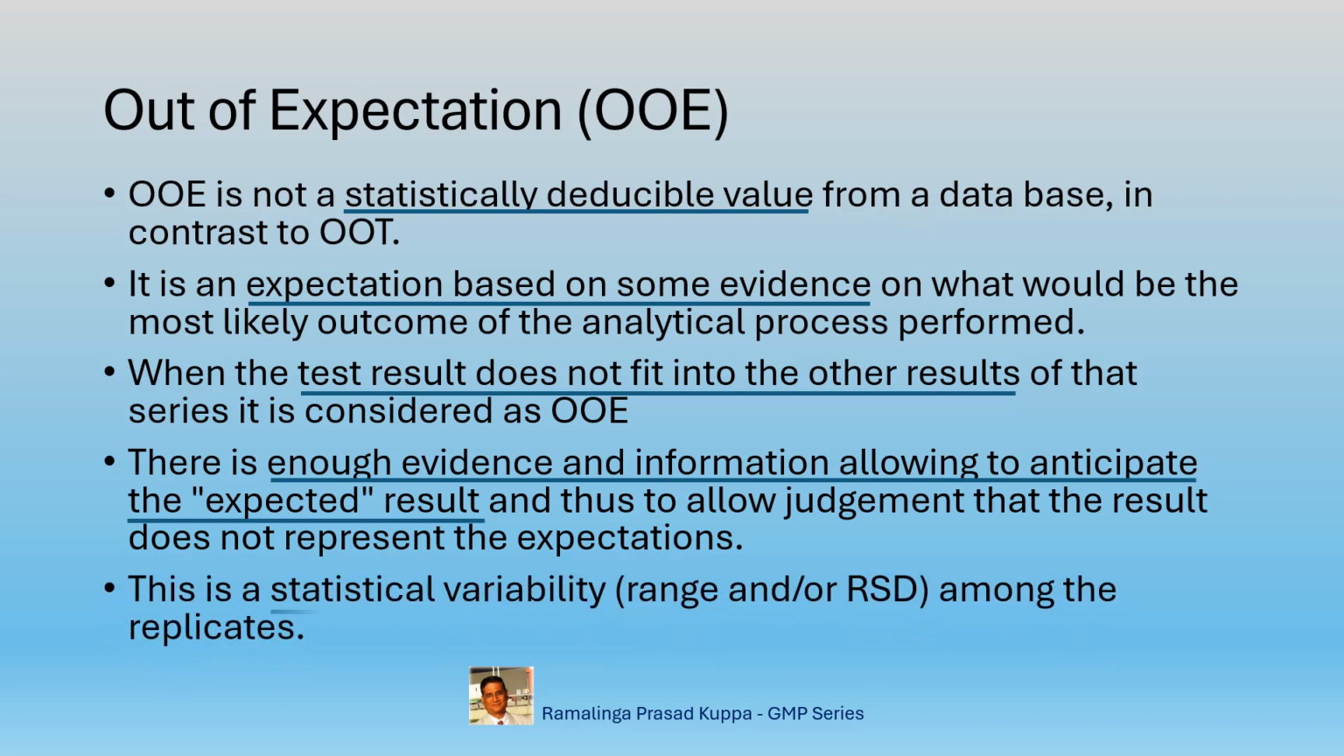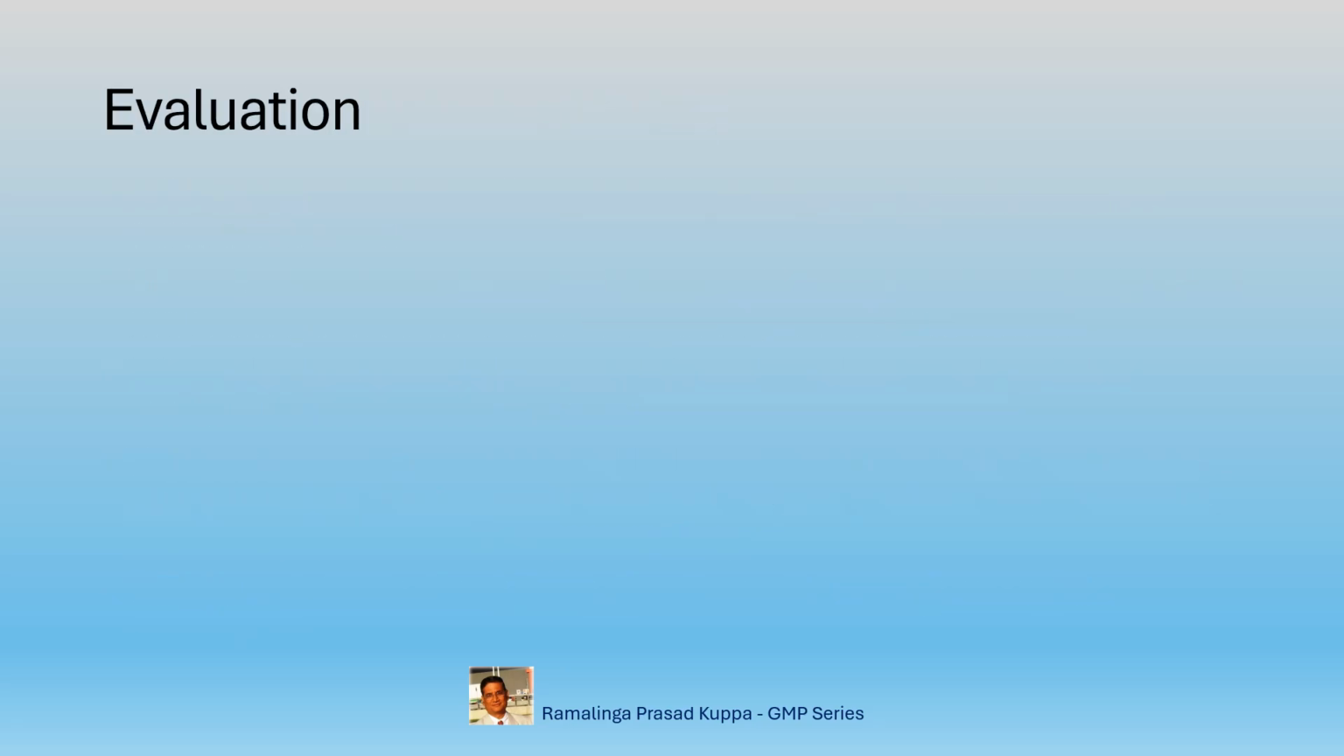This is a statistical variability, that is range and or RSD among the replicates. So this is an important point while carrying out the analytical method validation. These two variability parameters must be taken care of during the method validation. Let us see the evaluation part.